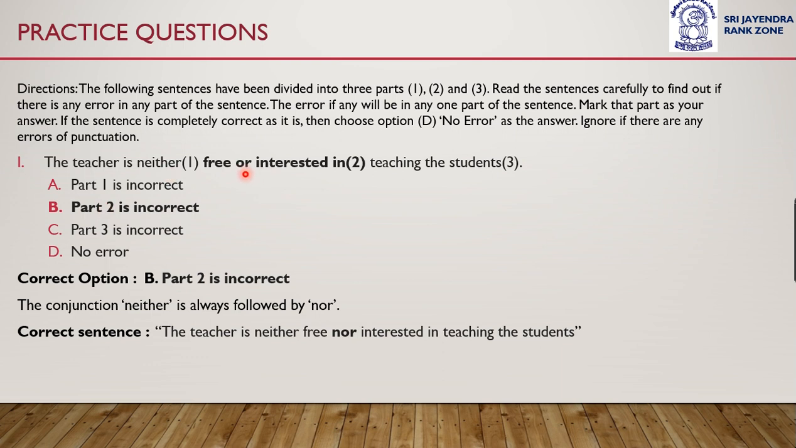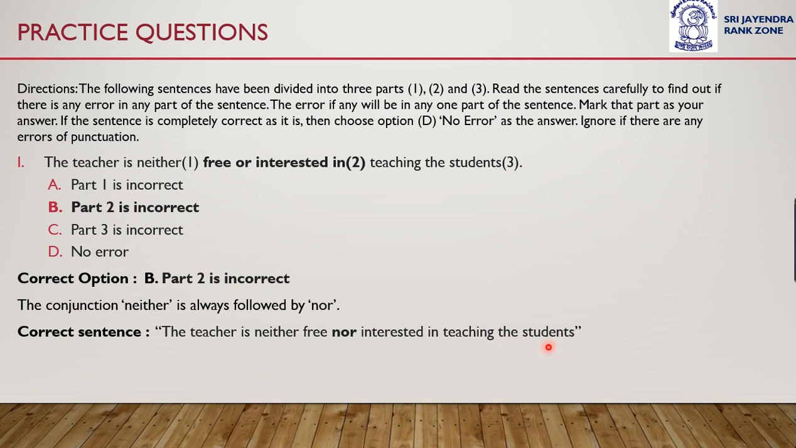That is, instead of or, nor must have been used, because neither and nor are correlative conjunctions, and neither must be followed by nor instead of or. So the second part of the sentence is incorrect and the right answer is option B. The correct sentence will become, the teacher is neither free nor interested in teaching the students.